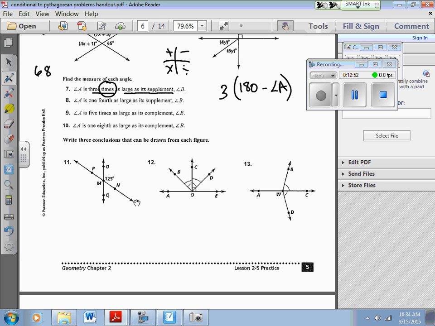All right. So find the measure of each angle. So angle A is 3 times as large as its supplement, angle B. Just one correction. I should read angle B right here: angle A is equal to all of that, because it's the supplement of angle B. So angle A, this word "is" means equals. Just a correction right there.